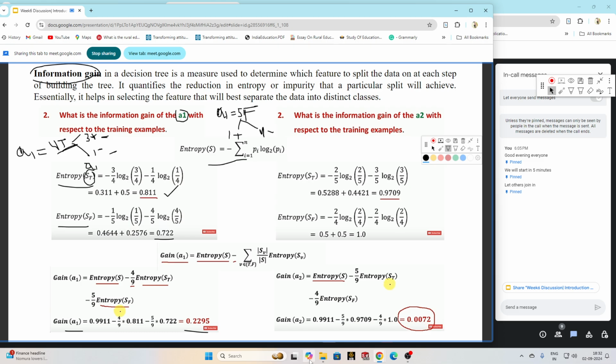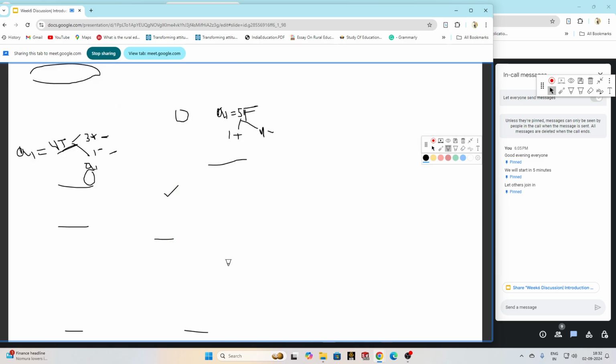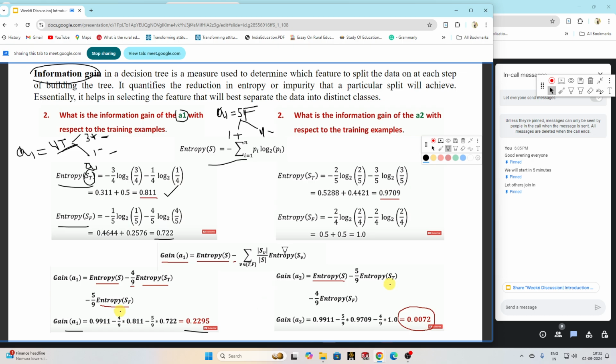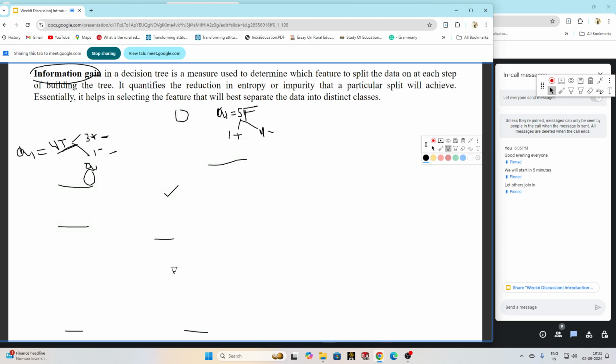Okay, is this clear? It is clear, right? Where we got 4 by 9 and 5 by 9, we have 4. Yes, sir. Okay, no doubt, right? So any doubt in calculating entropy as well as information gain of a particular attribute? It is so important actually. Can you just repeat that 4 by 9 and 5 by 9? Yeah, 4 by 9 and 5 by 9, right?